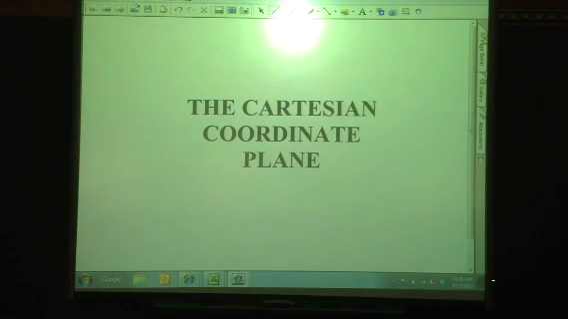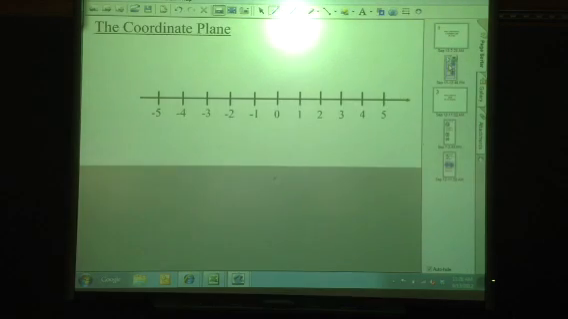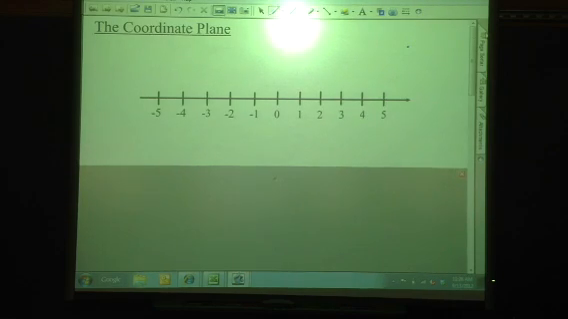Part 1 of today's lesson is on the Cartesian Coordinate Plane. Back in grade school, you may remember using our number line to help us identify integers. And we used that number line to help us add and subtract integers. On that number line, we can identify several things.